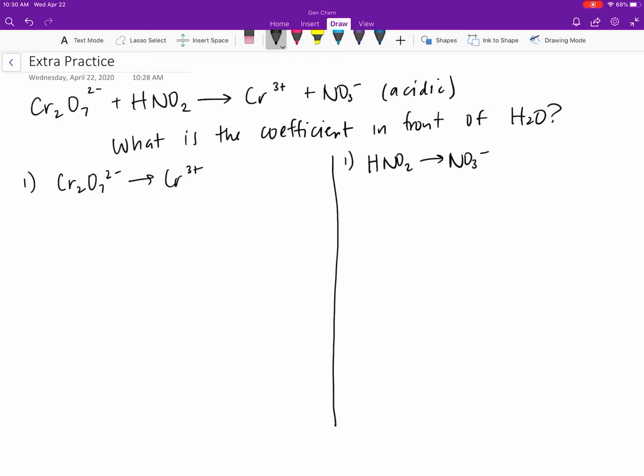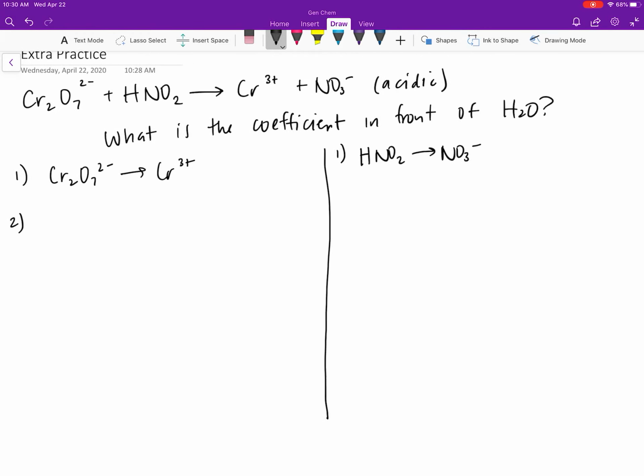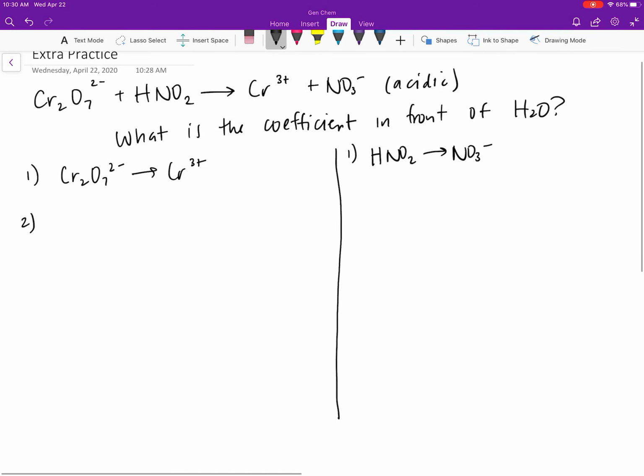All right, so this should be what you have. Chromium, nitrous acid, or yes, nitrous acid and nitrite ion. Okay, so now we are going to mass balance the atoms we currently have, not anything else. So pause here and let's mass balance only the atoms, not adding any water or anything else.